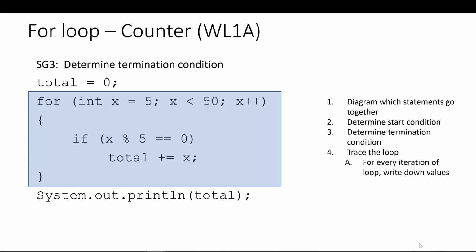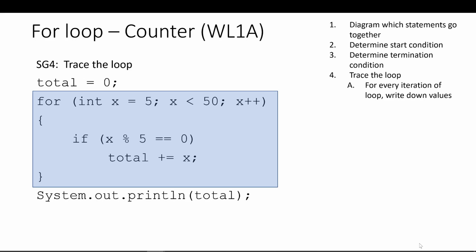Subgoal 3 is to determine the termination condition. The continuation condition is x is less than 50. Therefore, the opposite of that, or the termination condition, is when x is greater than or equal to 50.